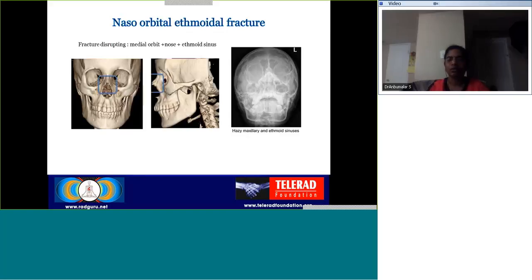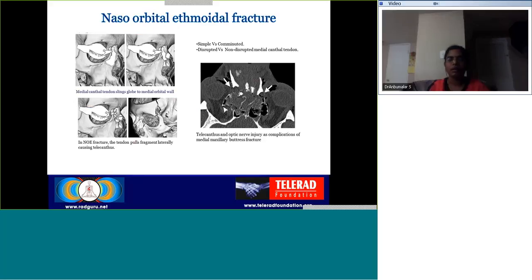Next is the naso-orbital ethmoidal fracture. Here, the fracture involves the nasal bone, the ethmoid bone, and the medial wall of the orbit. So in the X-ray, we will see the haziness of the paranasal sinuses, and better depiction of the fracture lines can be seen in the CT. So as a routine, we have to see whether it is a simple or comminuted fracture. This is an example of the comminuted fracture.